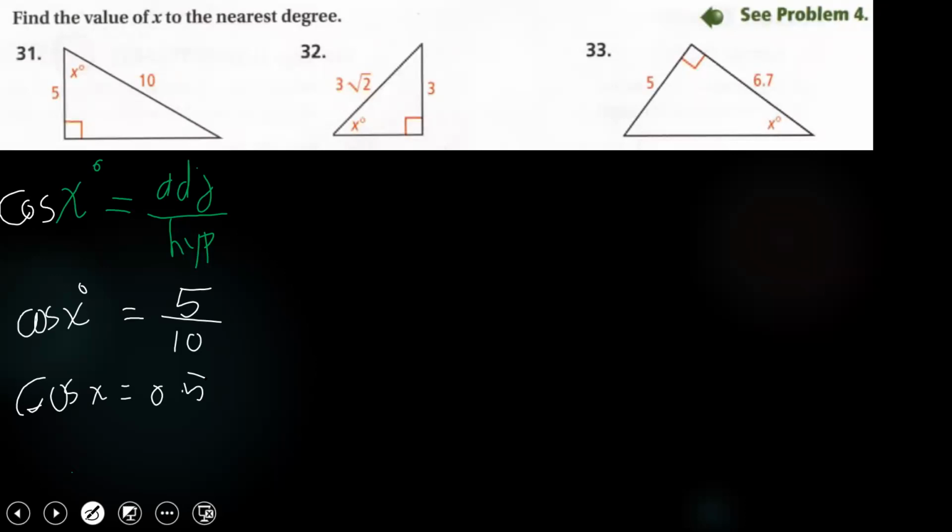I didn't want it. I want x only. So what do I have to do? Cosine inverse. Yeah, bravo. Teacher, how did you find 0.5? Divide 5 over 10. Okay. You will get 0.5.